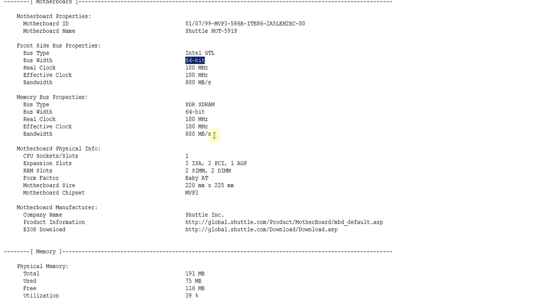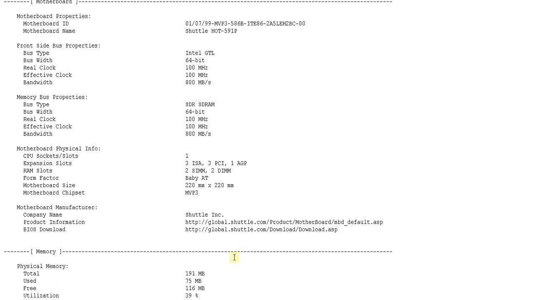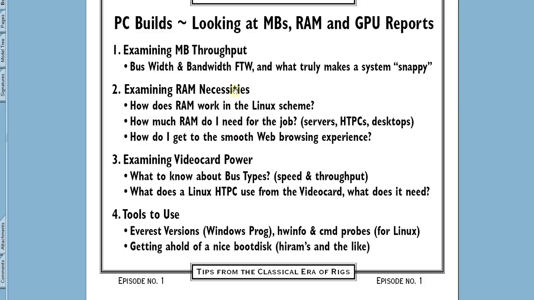64-bit, look at this bandwidth. We're in the triple digits, while on the other we're at 5 digits. It's just amazing how the technology has advanced in 15 years. Okay, I showed you a little bit about bandwidth, bus width and bandwidth, and what truly makes a system snappy. So all I'm trying to tell you is that if you have a bandwidth, a throughput of something in the 10,000s or higher, you're fine for a desktop.